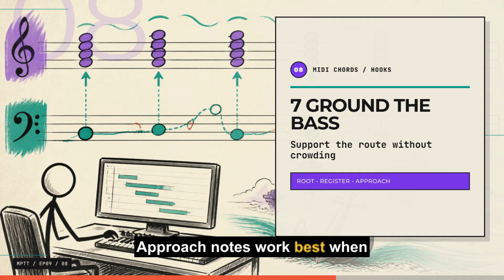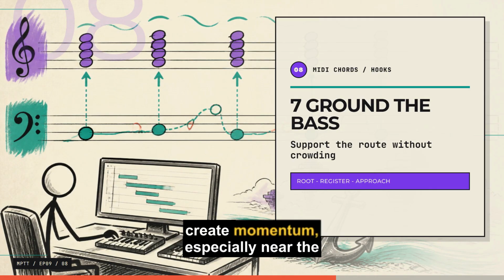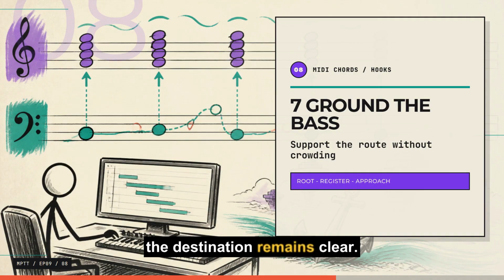Approach notes work best when they point somewhere. A note a half step or whole step above or below the next target can create momentum, especially near the end of a phrase. Keep it short enough that the destination remains clear.